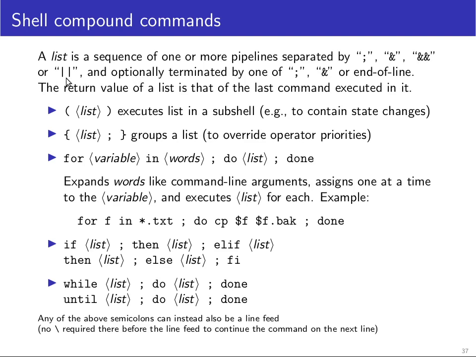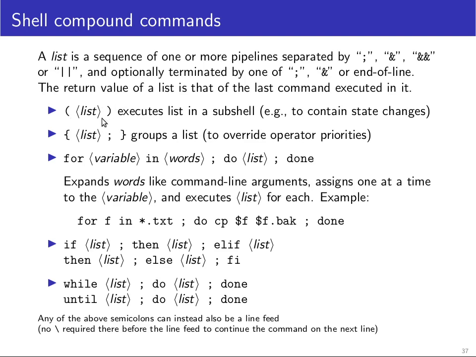And each of these lists of pipelines separated by these, we will in the following refer to as a list in a grammar sense. This is a non-terminal symbol here. And if you execute such a list, then the return value that you get back from the entire list is the last command that's being executed inside this list as a foreground command.